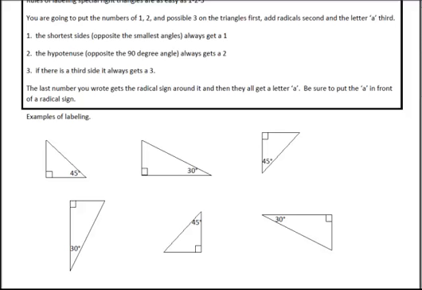Okay, here's the rule. The shortest sides, which are opposite the smallest angles, they always get a 1. The hypotenuse, no matter where it is, always gets a number 2. If it's a third side, it always gets a number 3. The last number you wrote, which, by the way, happens to be the biggest number as well, so if you want to write biggest, always gets the radical sign, and then they all get a letter A next to it. If there's a radical sign, put the A in front of the radical sign. So let me demonstrate what I'm talking about.